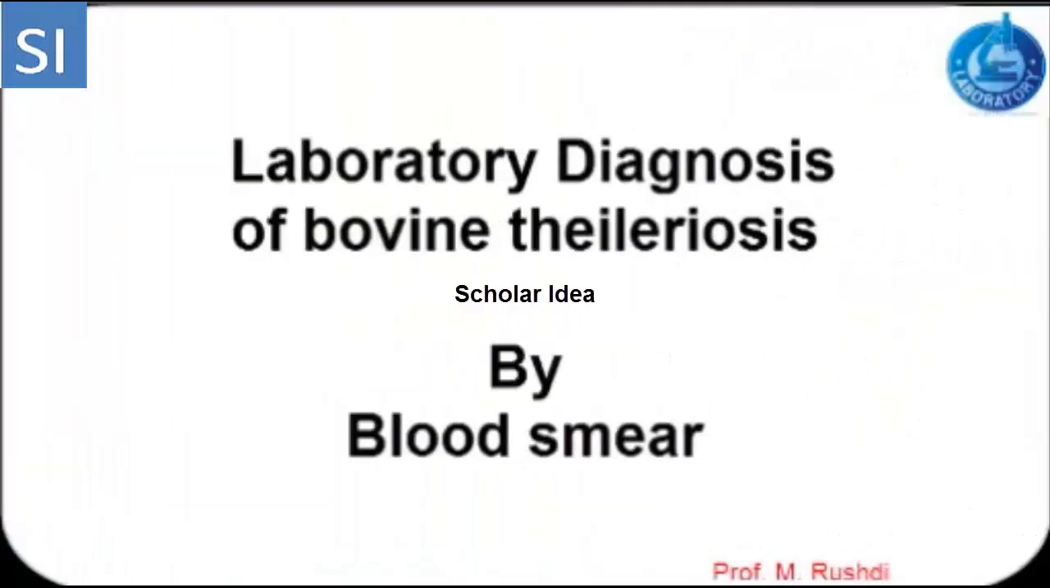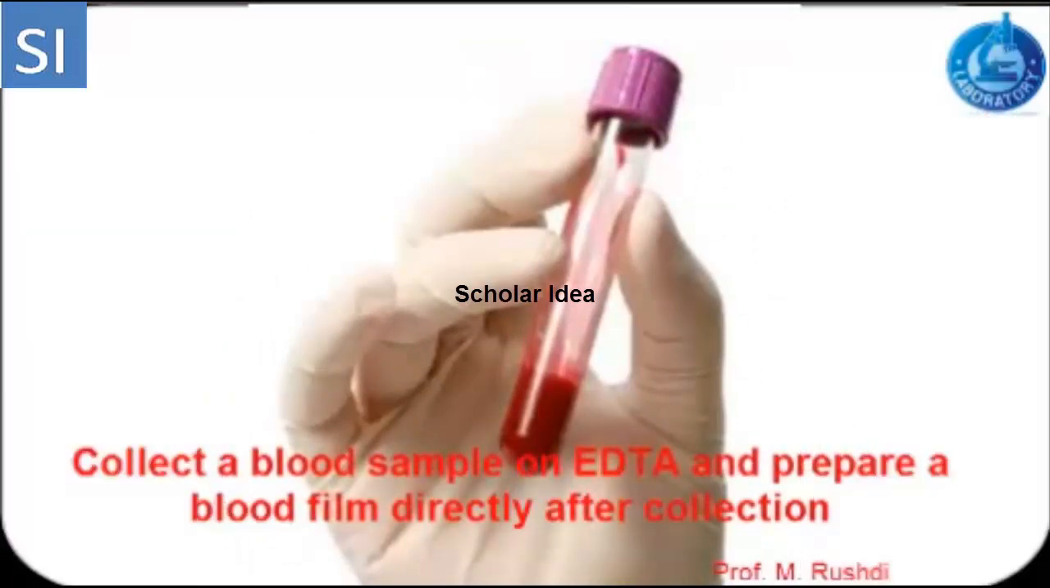Laboratory diagnosis of bovine theileriosis is based on a simple method, which is examination of a stained blood film. The blood sample can be collected in a tube containing EDTA as anticoagulant, and then a blood film is prepared directly after collection. Or the blood film can be prepared directly from a drop of blood obtained from the ear vein of the animal.